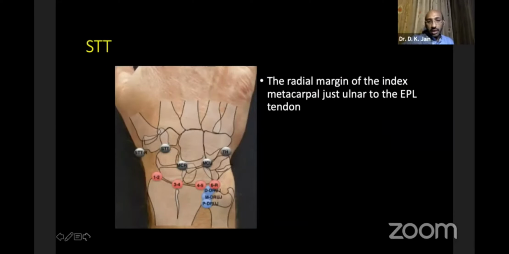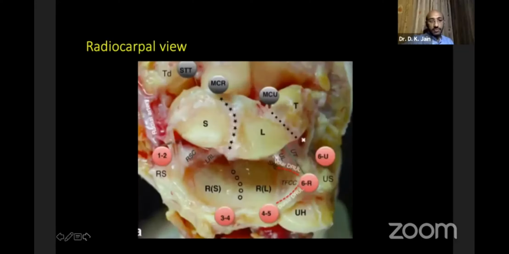And this is another portal which is made, the STT portal. That's the radial one. This is on the radial margin of the index metacarpal, just ulnar to the EPL tendon. This is a radiocarpal view, because one needs to know how it looks. This is the scaphoid fossa on the radius. This is the lunate fossa on the radius. This is the TFCC, where the 6-hour portal will be on this side. This is the scaphoid, lunate, and the triquetrum.